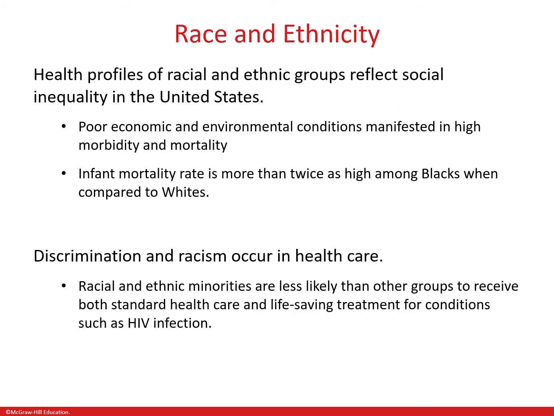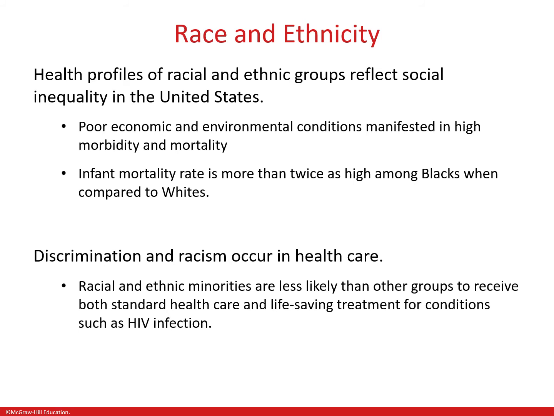Health profiles of racial and ethnic groups reflect social inequality in the U.S. Poor economic and environmental conditions manifest in high morbidity and mortality rates among African Americans, Hispanics, and Native Americans. African Americans die from heart disease, pneumonia, diabetes, and cancer at higher rates than whites, and their death rate from stroke is 2 times as high.